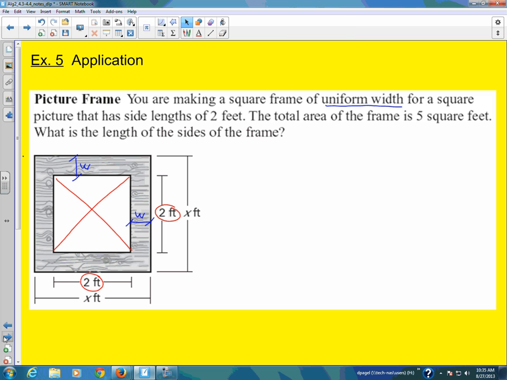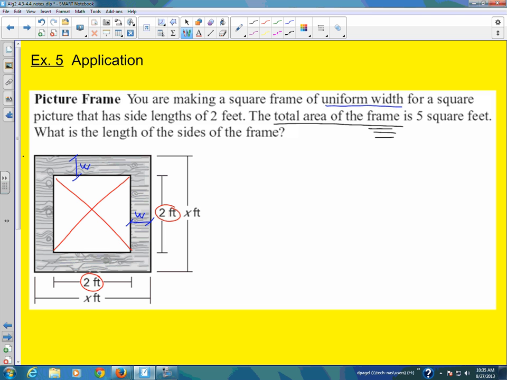So we have to be careful when we're reading the problem. In particular, this part of it, the total area of the frame is 5 square feet. So the frame is the darkened area. And we've got to be careful that we don't interpret that to mean the frame including the picture, because that's not what this is stating. This is stating simply the frame's square footage is 5 square feet. So all of that dark area is 5 square feet.